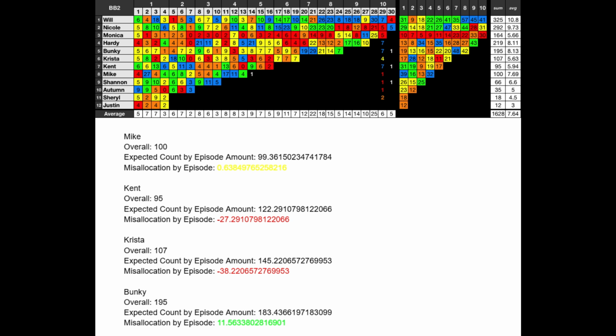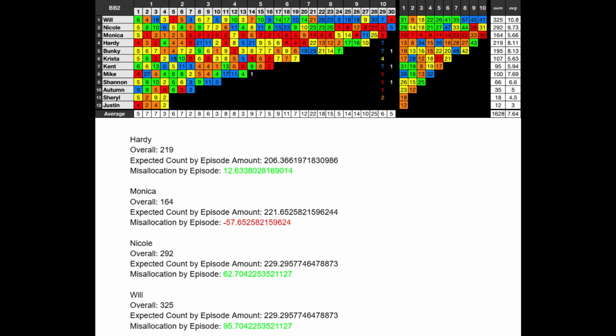Bunky has an overall diary room amount of 195, so almost double the last 3 people. And the expected count by episode amount based on the amount of episodes he lasted in is 183.43, causing an 11.56 misallocation. So he has a bit more confessionals than he would have on a balanced edit, but he's on the borderline between fair and bloated.